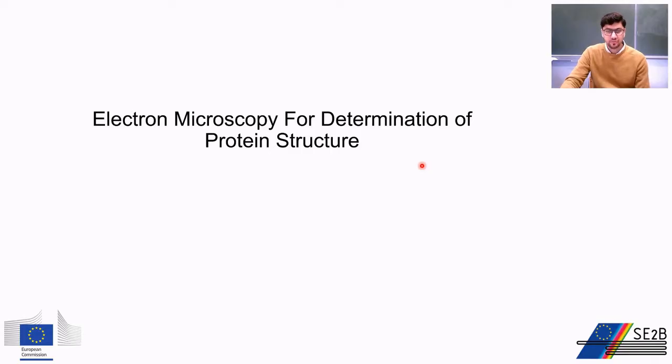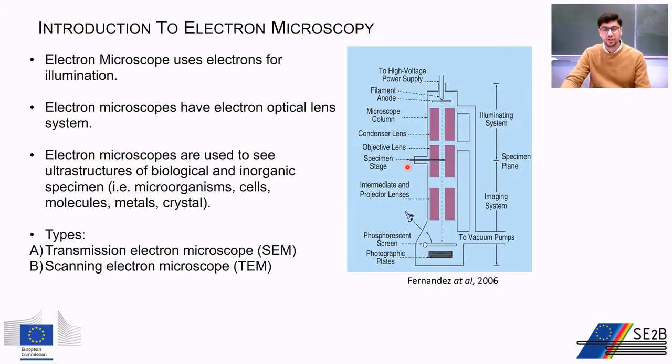In this presentation, I will talk about electron microscopy for the determination of protein structure. I will start with an introduction of electron microscope. In comparison to light microscope, electron microscope uses electrons for illumination.